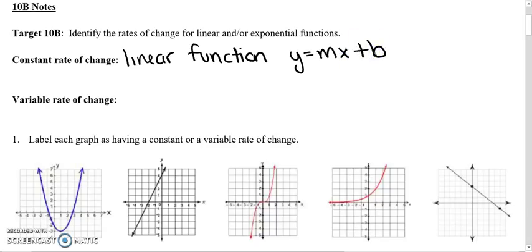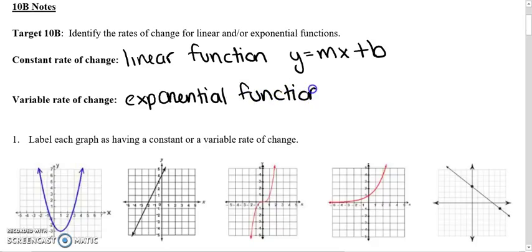A variable rate of change relates to an exponential function, which is written as y equals a sub 1, parentheses 1 plus or minus r to the x power. If you need a reminder of how a linear function looks, remember a linear function is in the form of a line versus a variable rate of change is in the form of a curve.